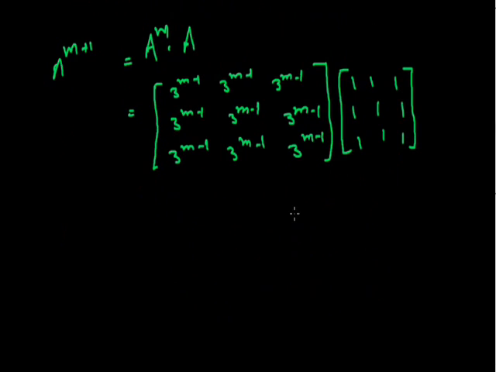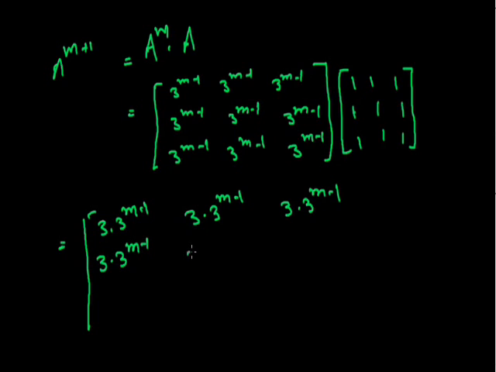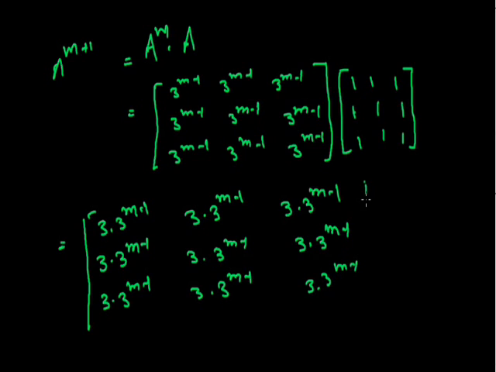Now if we multiply these two matrices, the 3 power m minus 1 is multiplied with 1, again 3 power m minus 1 is multiplied with 1, and so on. So we get 3 times 3 power m minus 1 in each entry of the first row. Similarly in the second row, 3 times 3 power m minus 1, and the third row is the same, 3 into 3 power m minus 1.